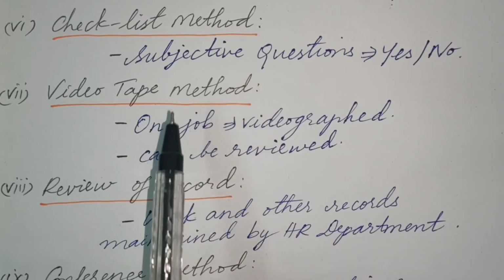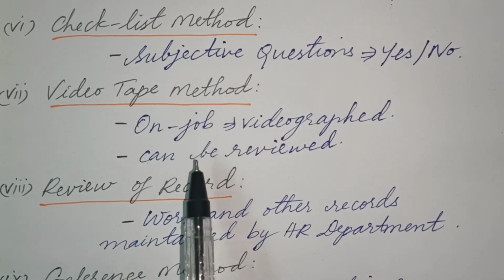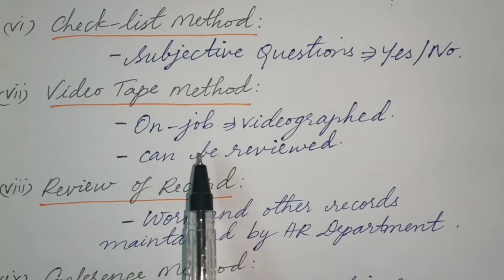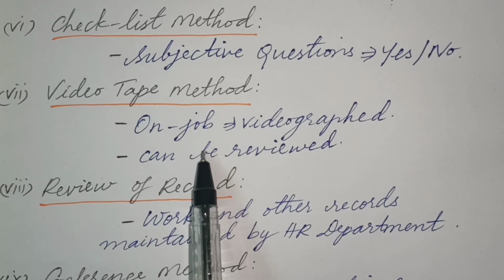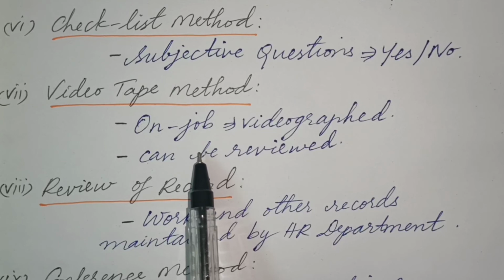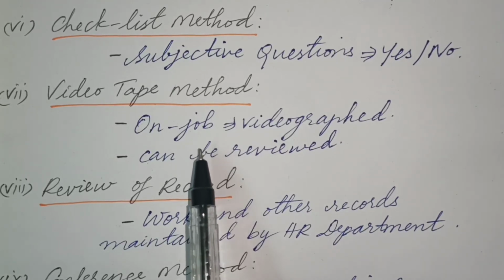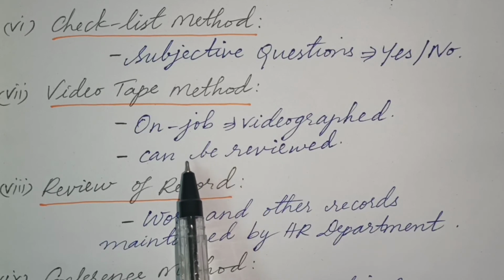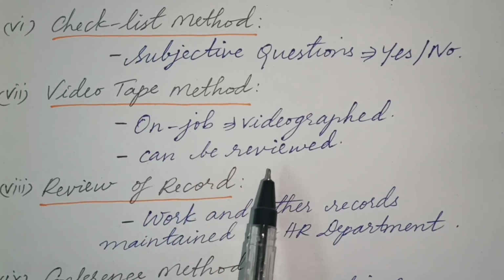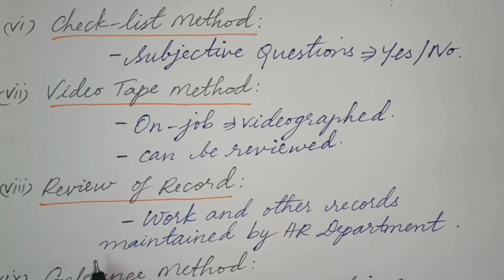The next one is videotape method. This is almost similar to observation method. The only difference is that the employees will not be watched live, but instead they'll be videographed and that will be watched later. The benefit with this method is that these videos can be watched over and over, so there's a chance for review. The next method is review of record method.